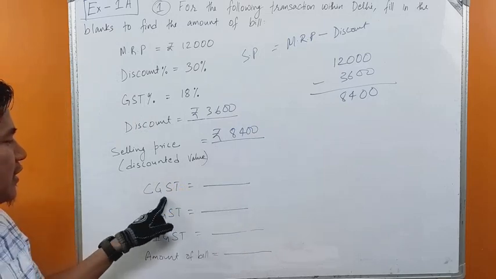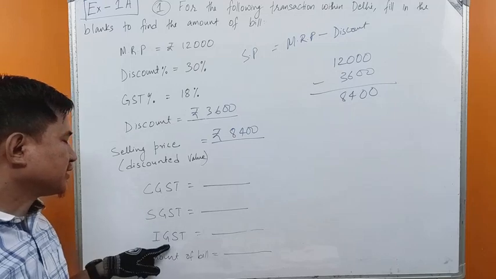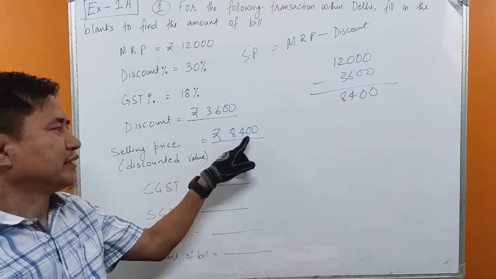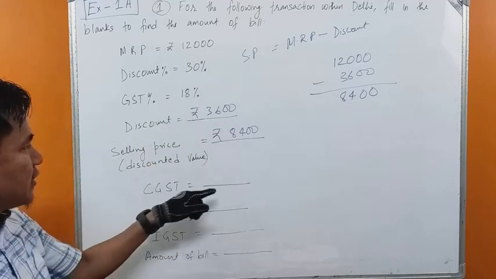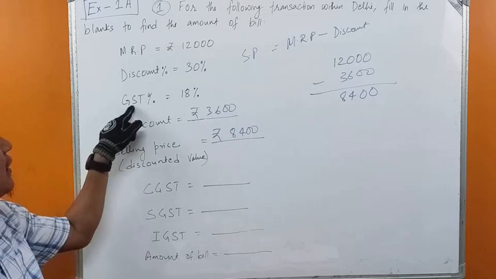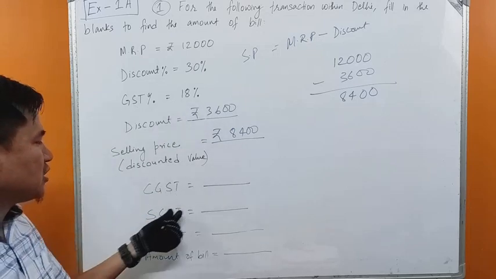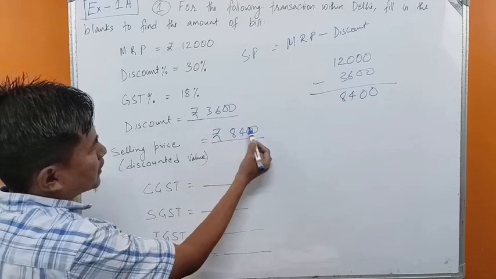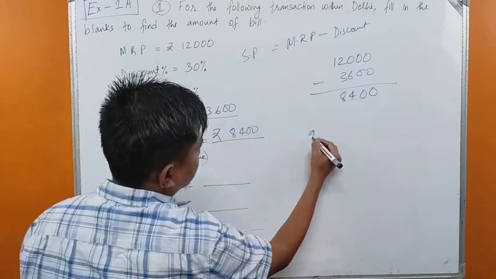Now let us calculate CGST. Please remember, CGST, SGST, IGST, whatever be the tax, is always calculated on the selling price, not on the mark price. Okay, now what will be the CGST? GST is 18%, which means CGST is 9% and SGST is 9%. So 9% of selling price, 8,400.